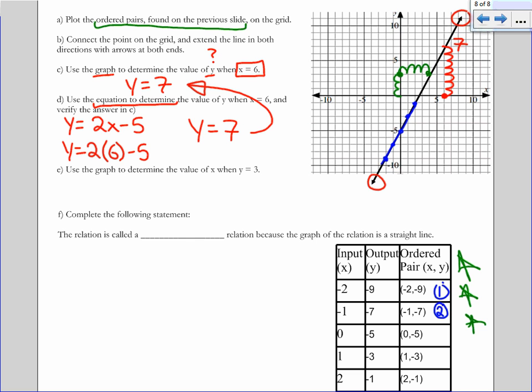For F, complete the following statement. The relation is called a blank because the graph of the relation is a straight line. So anytime you have a graph and it creates a straight line like we have there, we call it a linear relation, which is why this unit we're in is called relations and functions, and we always work with linear relations. Okay, that is the end of this lesson.